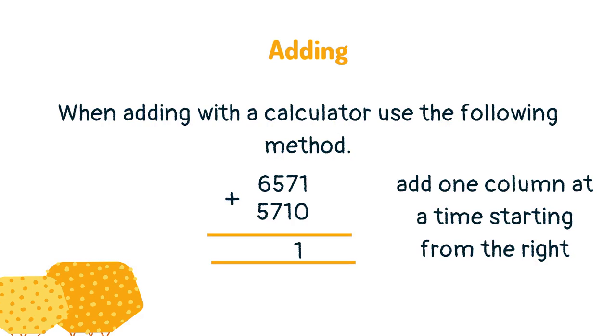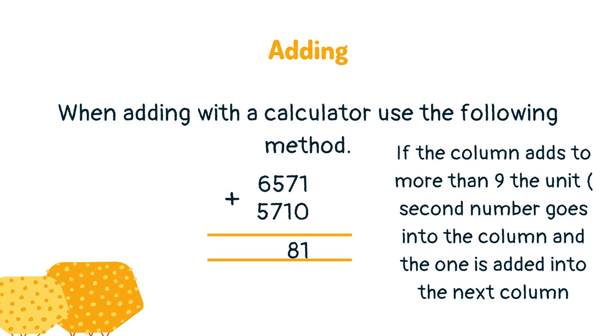Add one column at a time starting from the right. Once you have finished with one column, move on to the next. If the column adds to more than 9, the second number goes into the column and the 1 is added into the next column.